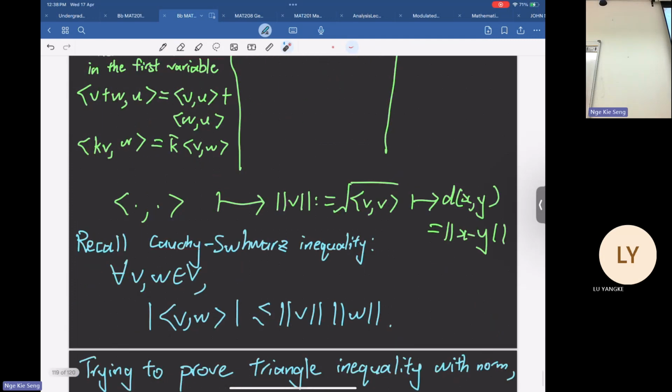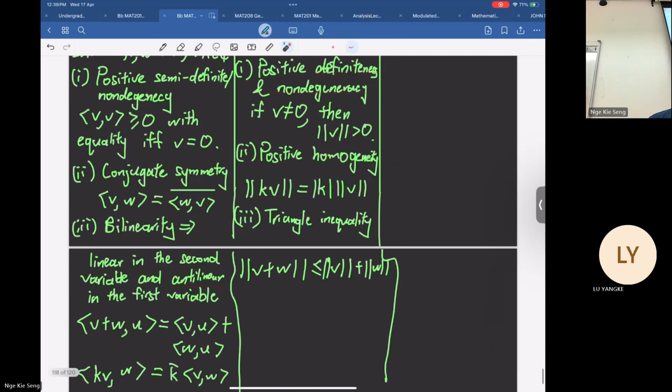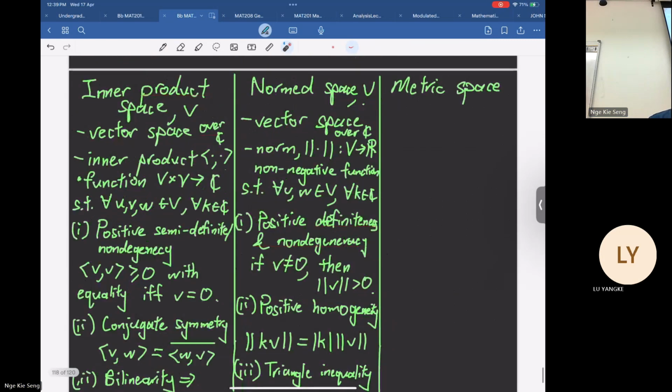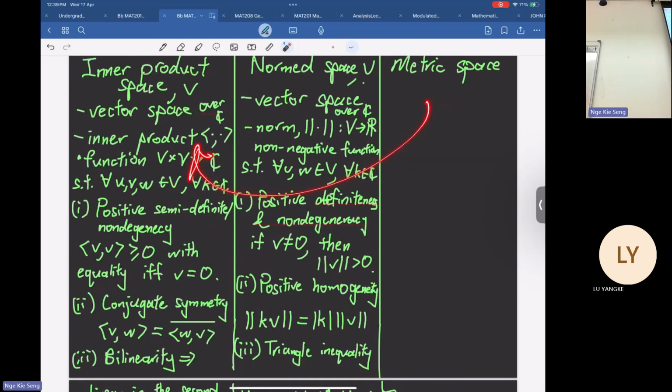Make sense? Question? You mean going backward? You mean is there an arrow going backward? What do you mean?